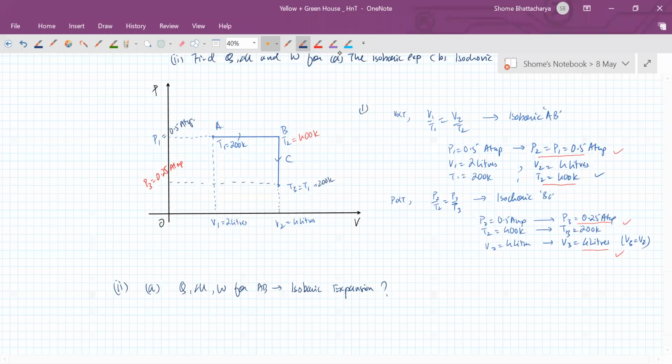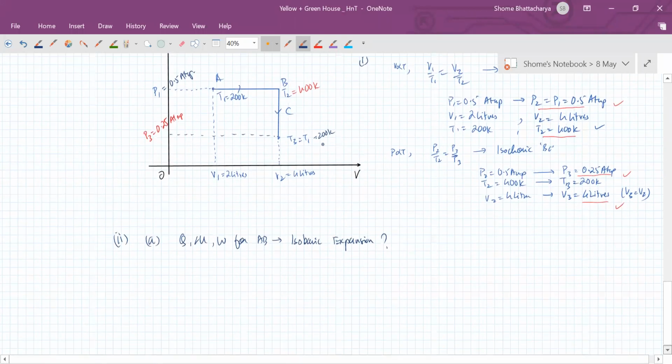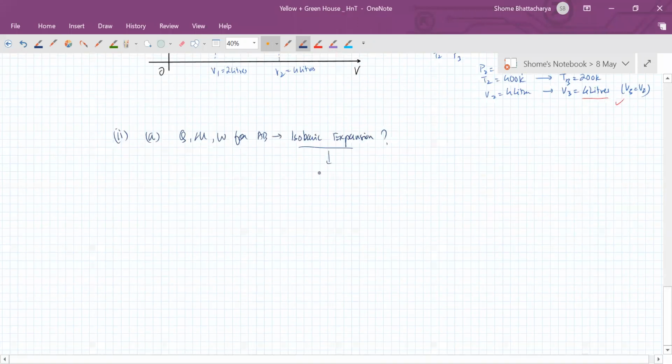Okay, so more people have sent the answers. Tantresh, Yash, etc. I'll just verify and give you the final answers. So for the first process, what is happening? It's an isobaric expansion. So W we can write as P delta V. So that is going to be the pressure of 0.5 atmospheres into the volume expanding from 2 to 4 liters. Okay. Or P1 into V2 minus V1.